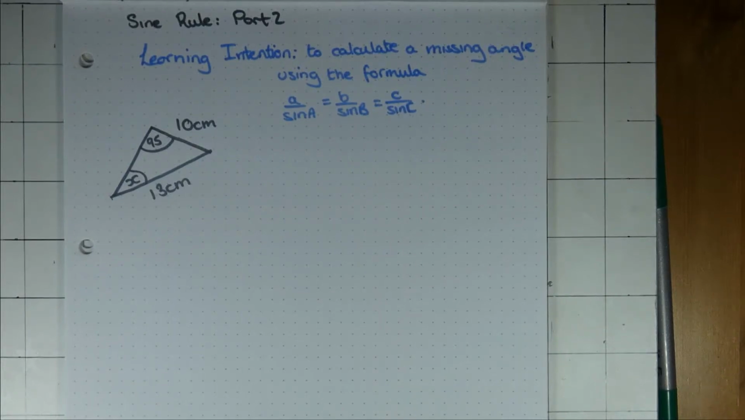Welcome back to part 2 of the sine rule. We've got the learning intention of calculating a missing angle using the formula A over sine A, B over sine B, C over sine C.